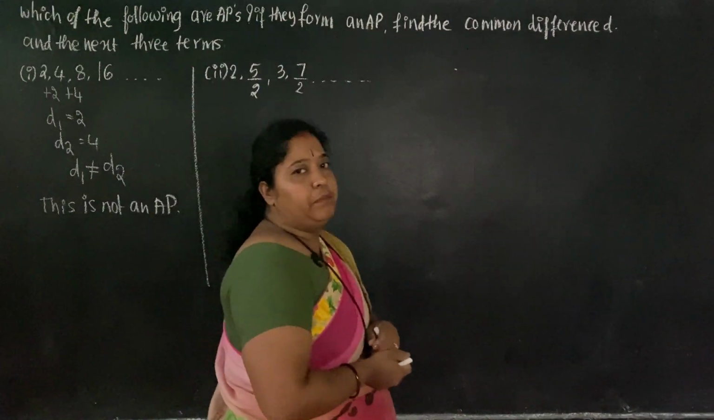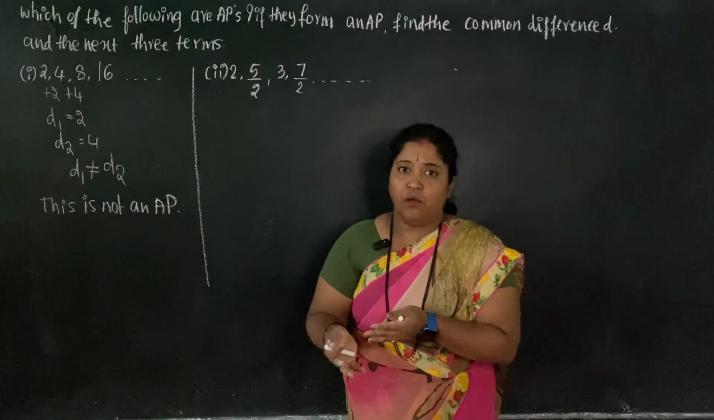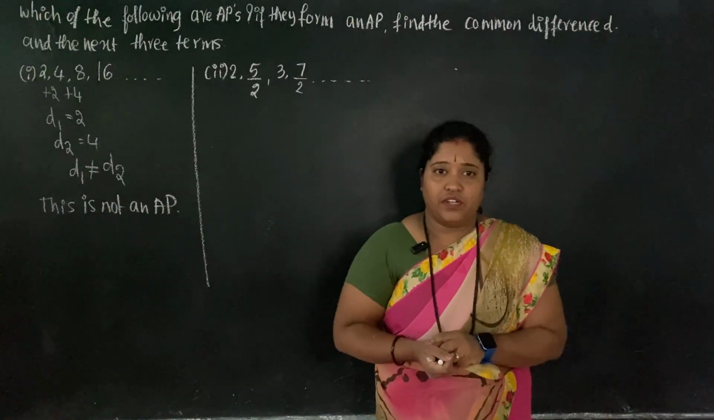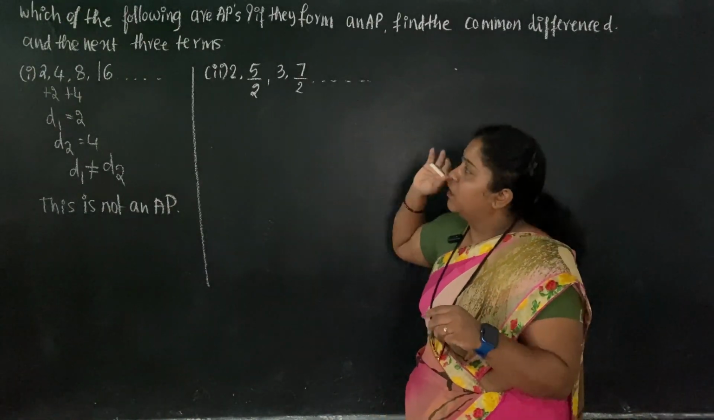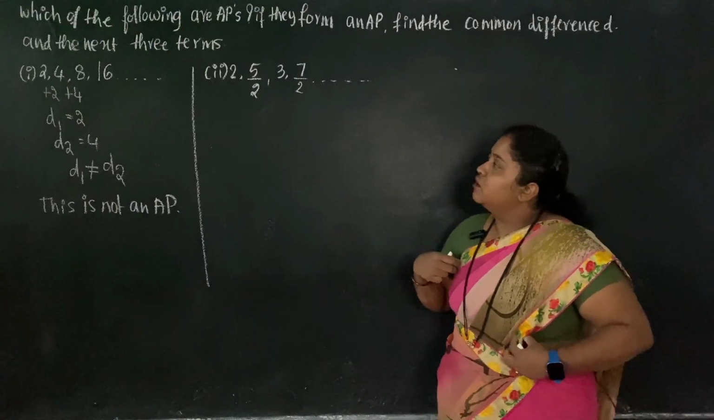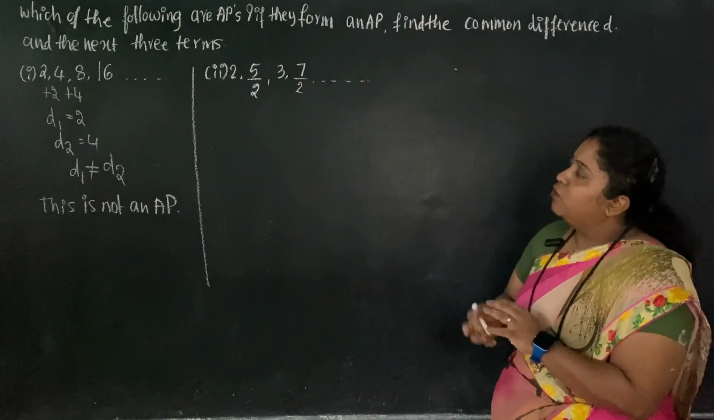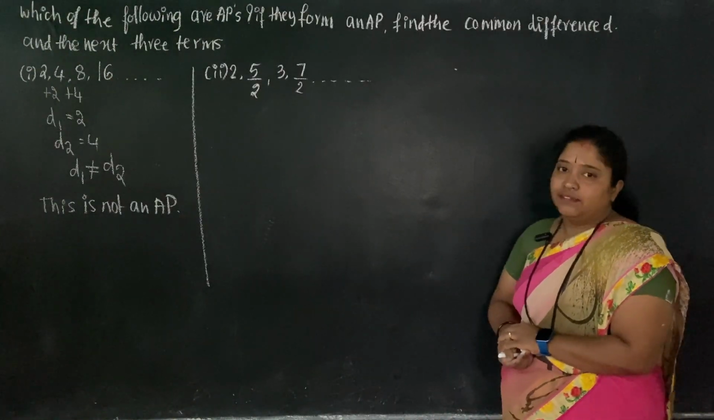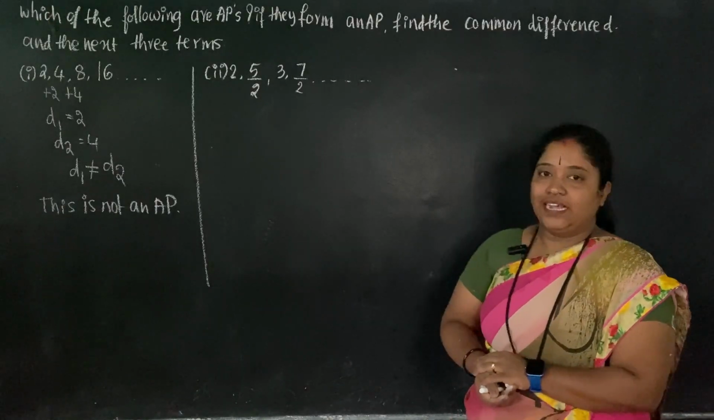If that is not an AP, then I am not going to do the next part, because I cannot write the next three terms. Okay, now come back to the second question. So what is the second question? I have 2, 5 by 2, 3, 7 by 2, and so on.